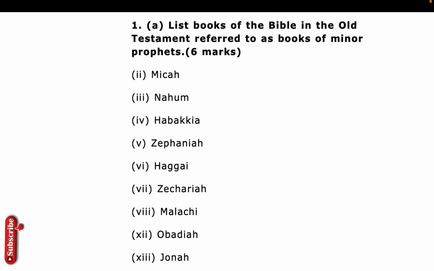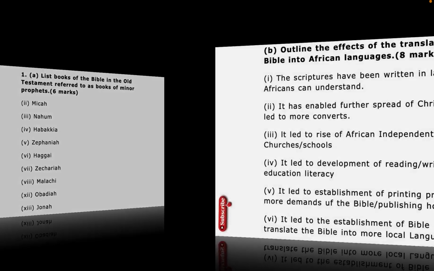Question 1A. List books of the Bible in the Old Testament referred to as books of minor prophets. Micah, Nahum, Habakkuk, Zephaniah, Haggai, Zechariah, Malachi, Obadiah, Jonah.